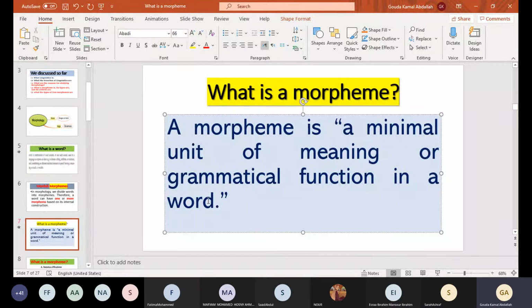What does this mean? Can anyone help me? What does this definition mean? Yes, guys, can anyone help me? What do you mean by this definition? What did you get from this definition?